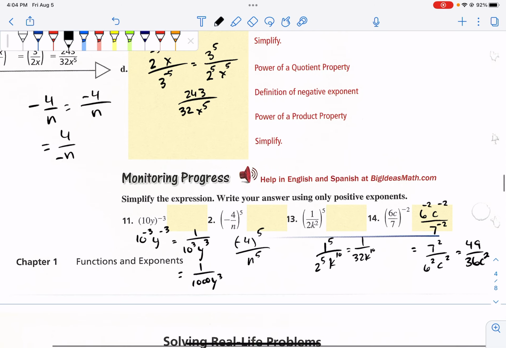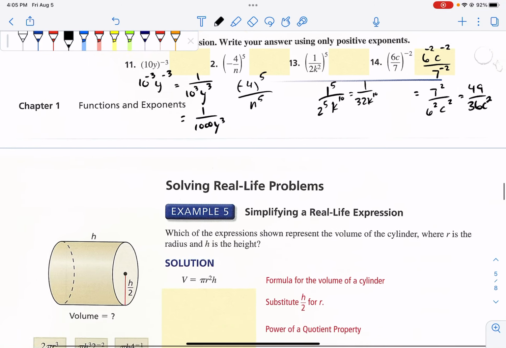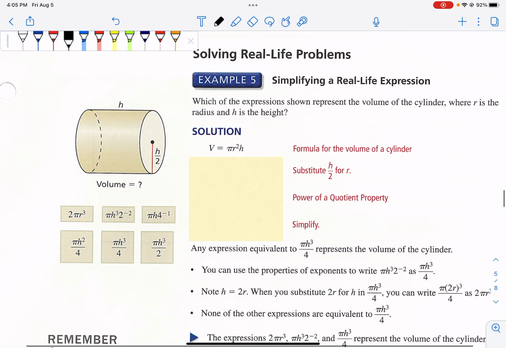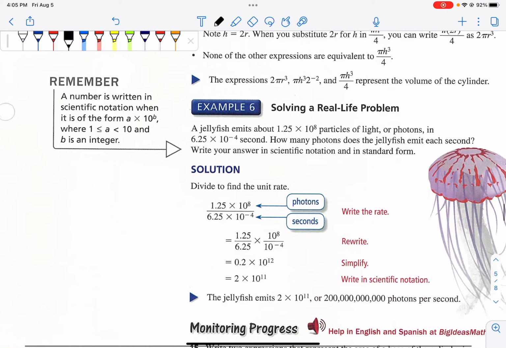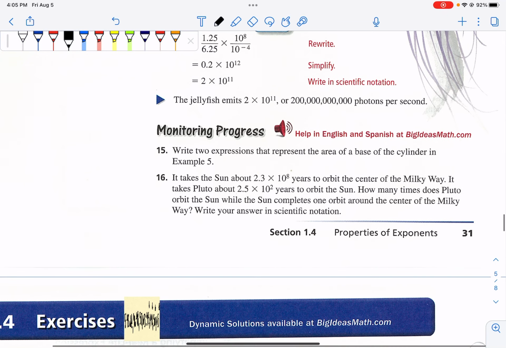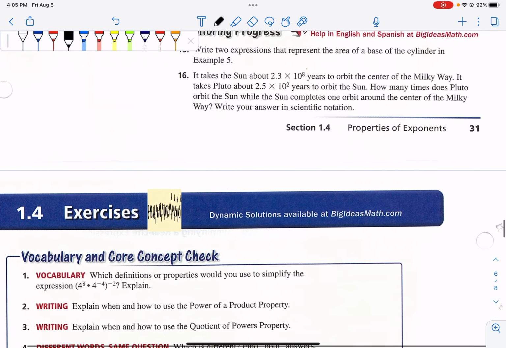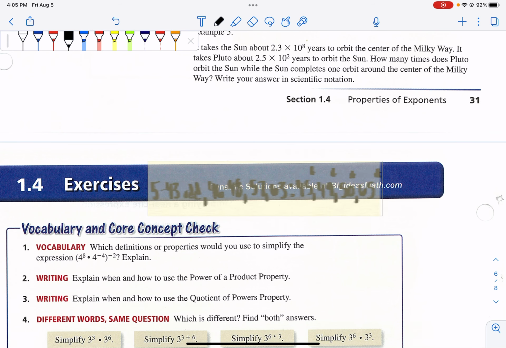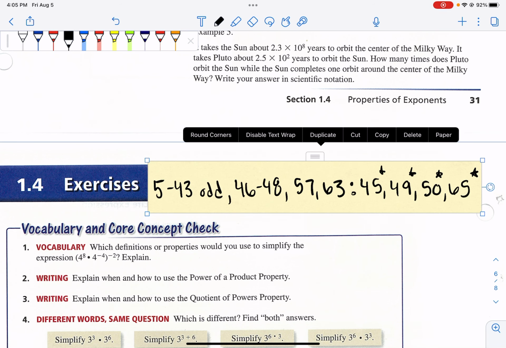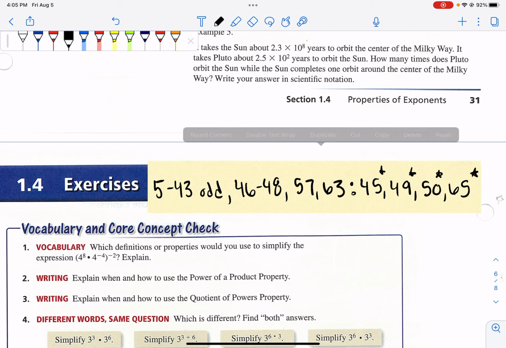Okay, moving on. You know what? No, you try the story problems. Let's see what you can do. If you struggle with those, you can come ask me questions in class, but I want you to do homework number 1.4, 5 through 43. I want you to just do the odds. If you really want to, I'll let you do the evens. 46 through 48, 57, 63, and then some of the challenge problems, 45, 49, 50, and 65. Those are on the calendar on Canvas. Good luck.